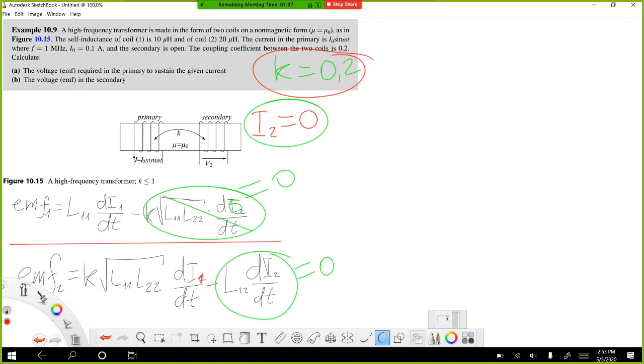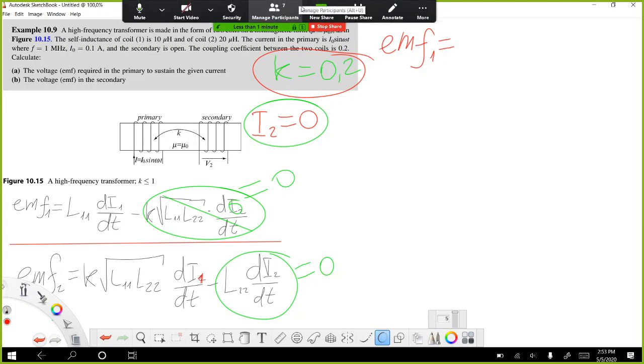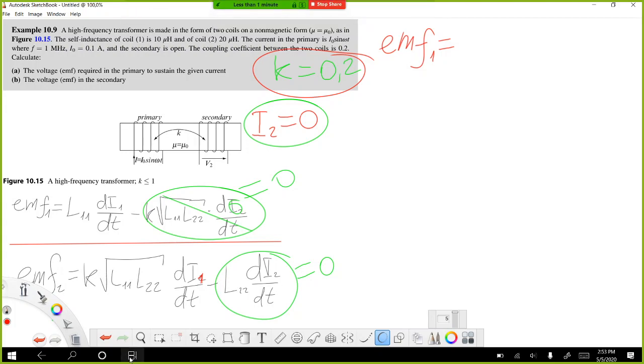So now let's write the electromotive force 1. Electromotive force 1 equals to, okay, we are running out of time. Let's reconnect again.